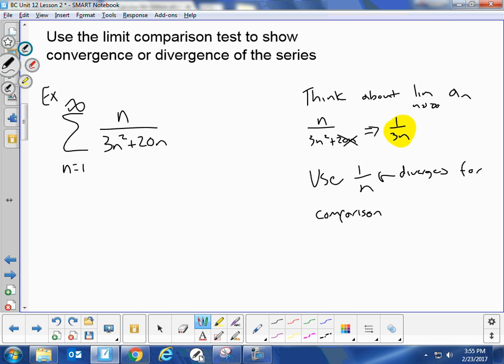Okay? So watch what we'll do. We'll say this is A sub n, this is B sub n. Let's go ahead and divide the two. So n over 3n squared plus 20n divided by 1 over n. Okay, now what you will do in the future is skip this first step of writing it as a quotient and just immediately multiply by the reciprocal.